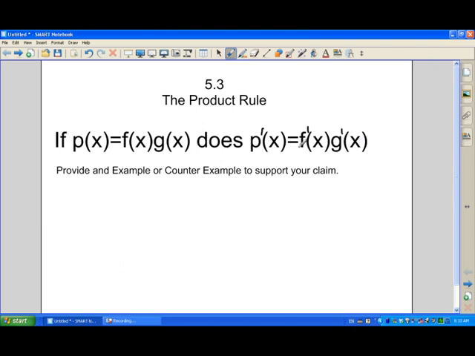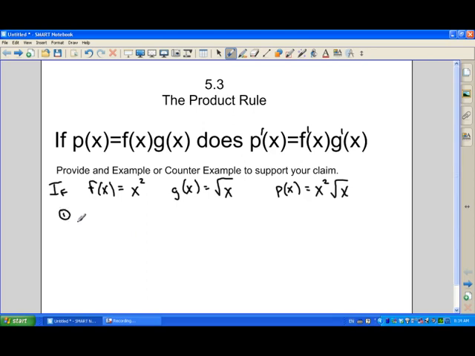As you're thinking about this, we're going to work with two functions. We're going to say that f of x equals x squared, g of x equals the square root of x, and p of x would equal x squared times the square root of x. To see if this is true, we're going to do this two ways.